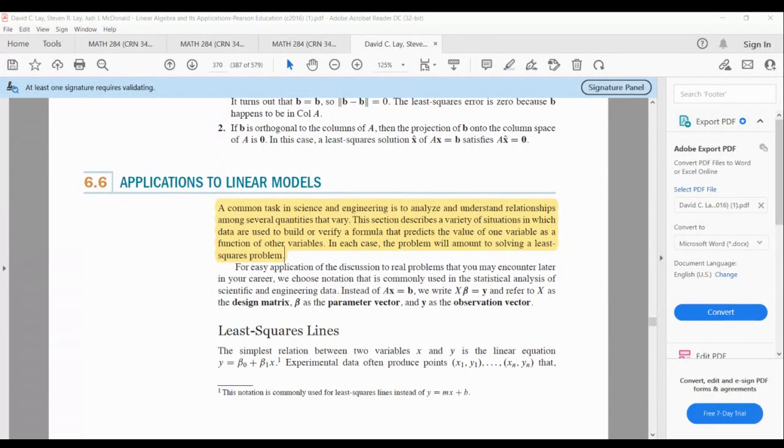We are now in section 6.6, and this will be the last section we cover in chapter 6. Sections 6.7 and 6.8 are optional.